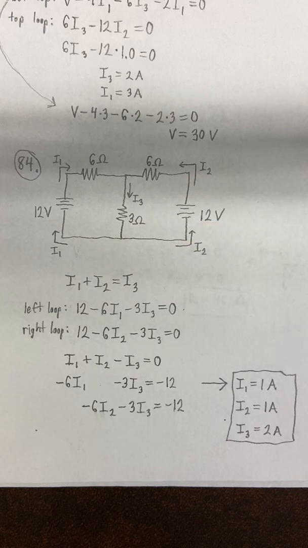We now have a system of 3 equations, and we can plug those into a matrix in our calculators as I showed you in the video. If any of you still have questions about that, then by all means ask me, and I can walk you through the calculator steps for that. And then we find I1 equals 1 amp, I2 equals 1 amp, and I3 equals 2 amps.